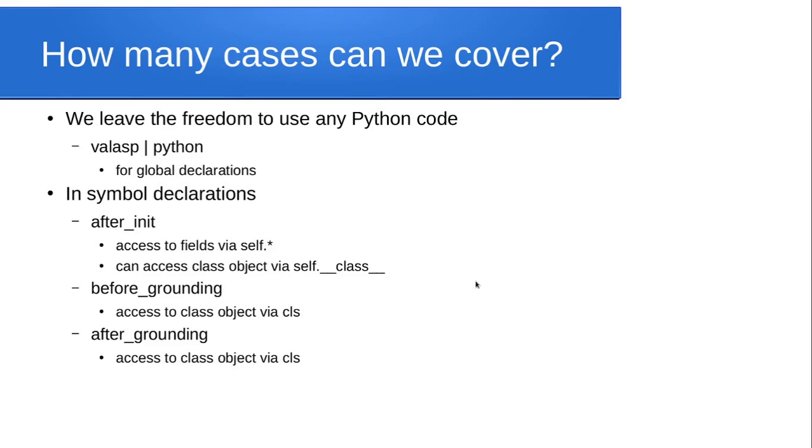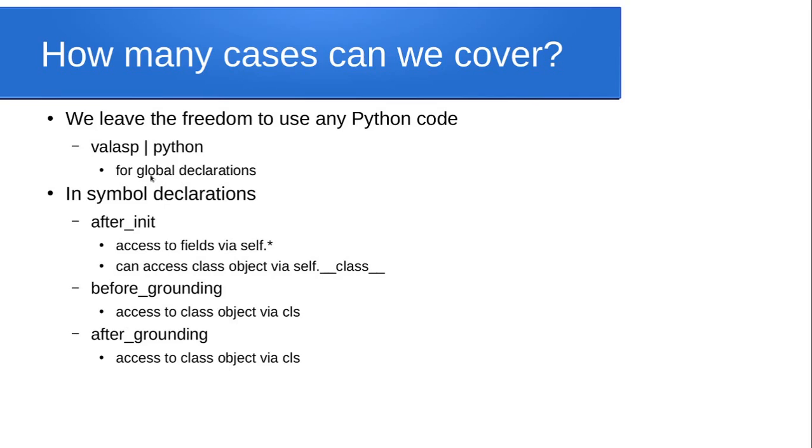Now, one question that you may wonder about is how many cases can we cover with VALASP, because obviously we cannot really anticipate all the use cases. So what we did is to leave freedom somehow. We left freedom to use any Python code in a few points of the YAML validation file. In particular, in the VALASP entry, you can specify, as we did before, the ASP key, or also the Python key. In this case, the code will not be ASP code, but Python code.